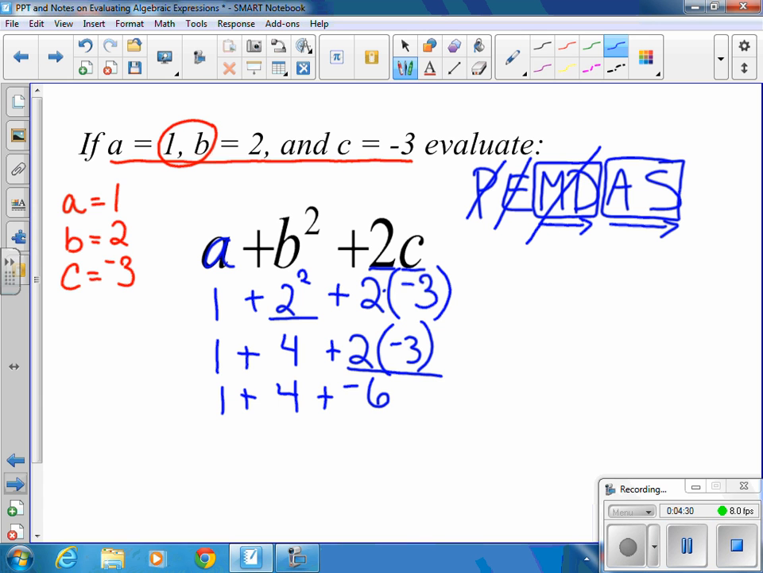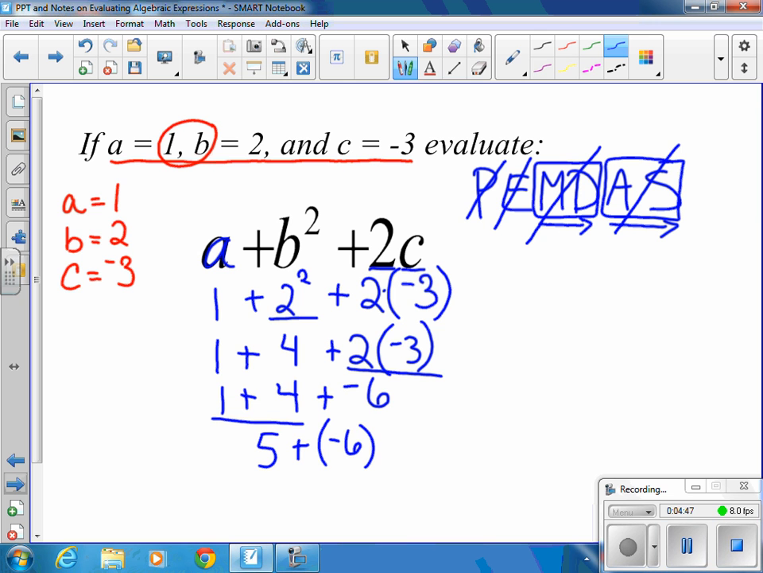So that gives me -6. All right, so we've done our multiplying and dividing. Now we're just going to add and subtract. Okay, well that's easy enough. I have 1 plus 4. I'm going to go left to right. That's going to be 5. And I'm going to add to that a -6.